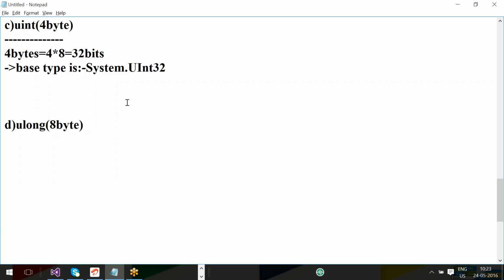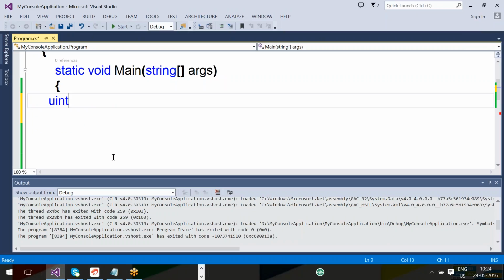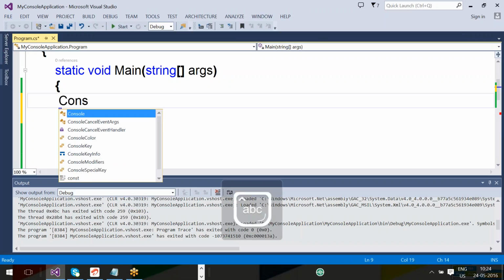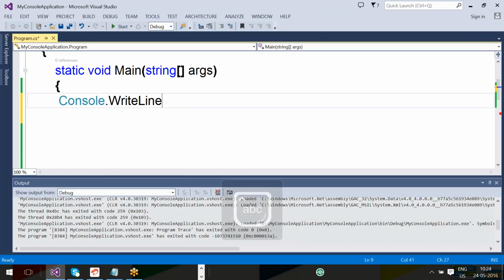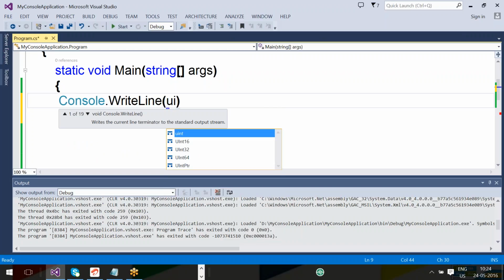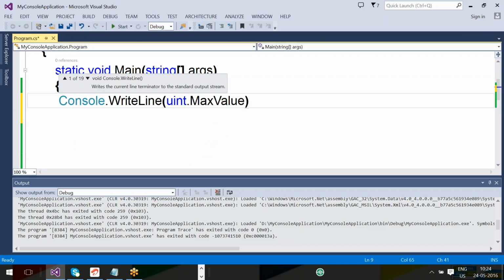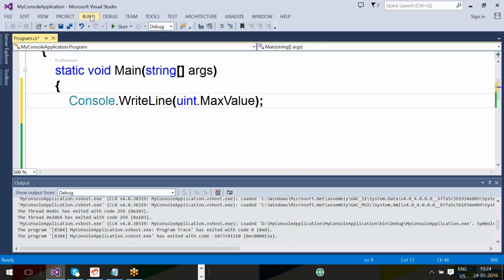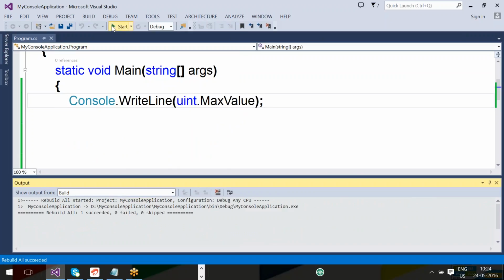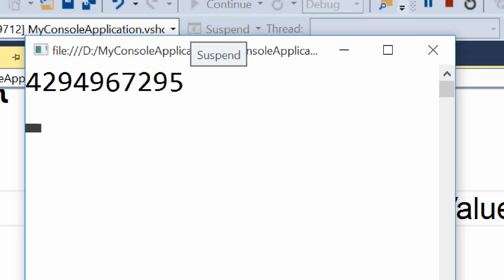Uint32. Now next, we'll see the min and max value. I'm sure it will be a huge number, I hope. And min value we know very well, 0. Max value is required: uint max value. Oh, big value.